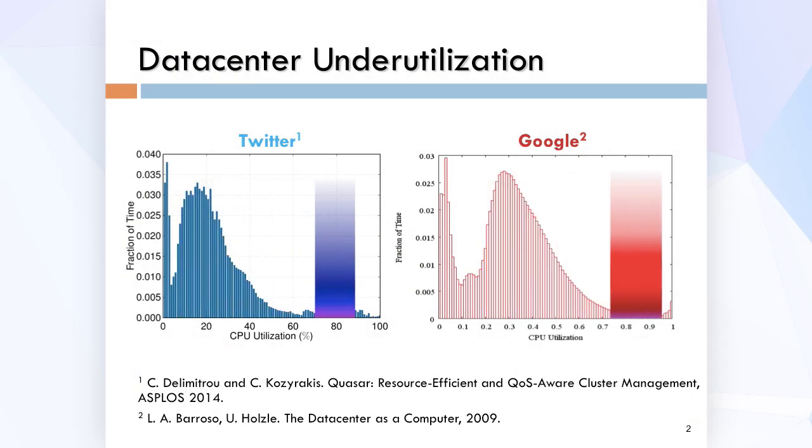Now what I'm showing in these two graphs is the distribution of CPU utilization for a large cluster at Twitter on the left, and then the graph on the right shows a similar thing that was reported a few years back from Google. And the thing to note here is that the y-axis is the fraction of time for which the cluster operates at a given utilization. And for the majority of time, both clusters are at about 10 to 20, 25, maybe 30%. Okay? So they're mostly underutilized.